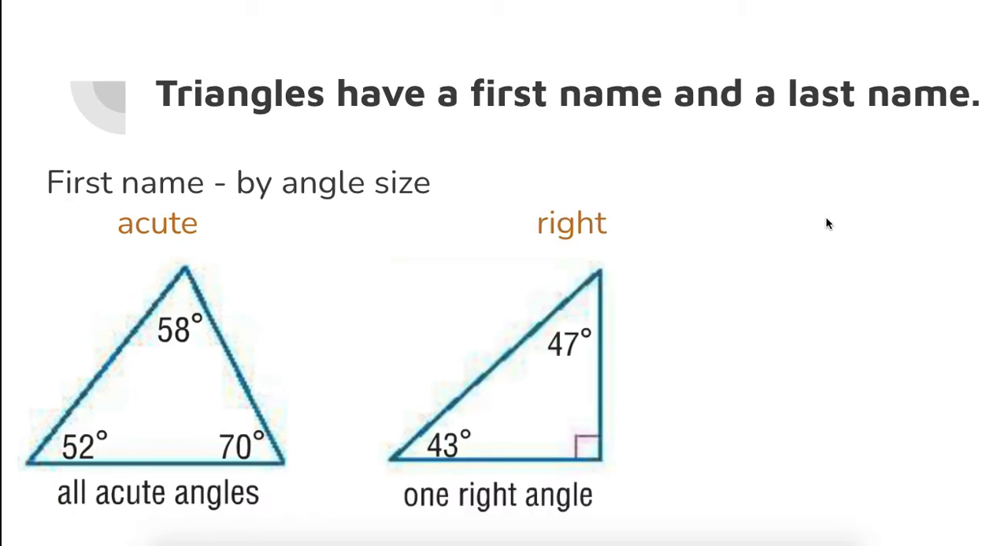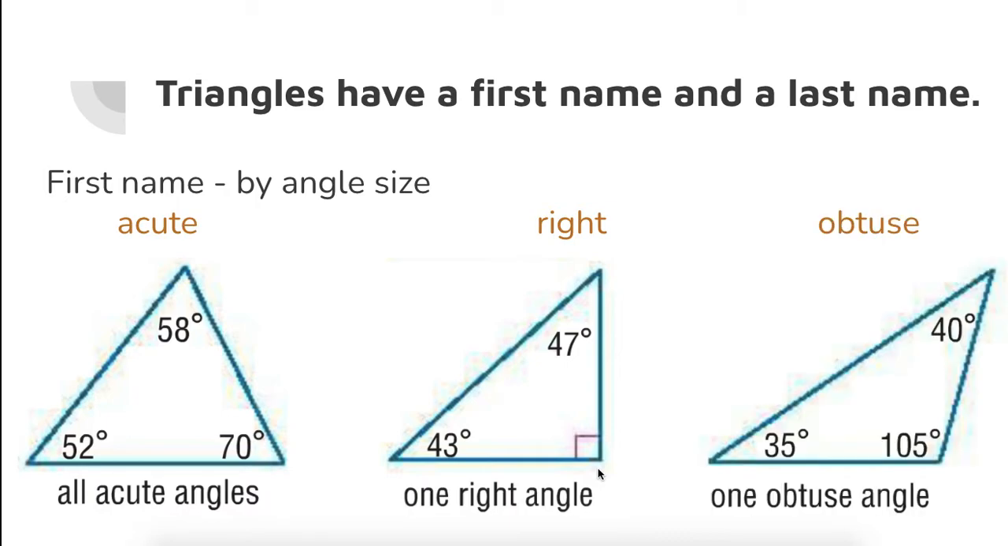Our next one is a right triangle. A right triangle has exactly 1 right angle, which means that it is exactly 90 degrees. That is marked with the square in the corner to show us that it is exactly 90 degrees. And our last one is obtuse. So obtuse is big, it's greater than 90 degrees, so it would be this angle. Okay, so that is our options for a triangle's classification by angle. Again, acute is when all 3 angles are less than 90 degrees. Right is when 1 angle is exactly 90 degrees. And obtuse is when 1 angle is greater than 90 degrees.